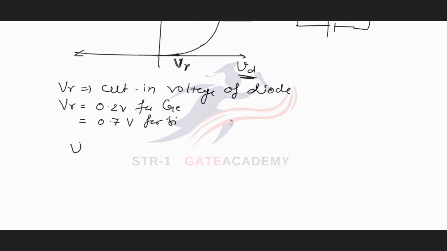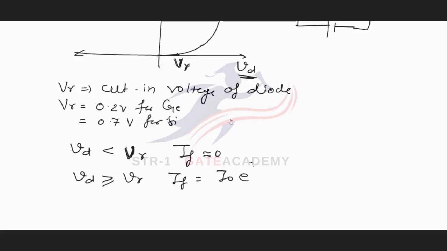Now, if applied Vd is less than V gamma, the current through diode IF will be nearly equal to 0. And if applied voltage is greater than or equal to V gamma, IF will be equal to I naught into e raised to power Vd upon eta Vt. Means the forward current will depend on forward voltage Vd if Vd is greater than V gamma.